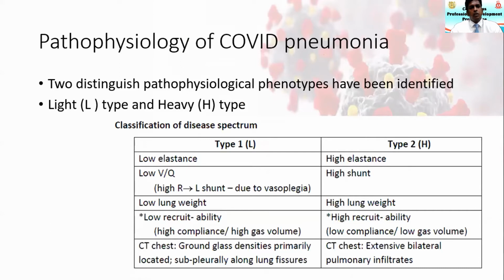These are the two main pathophysiological phenotypes we have identified. We call them light type and heavy type. The light type we observe in the early phase of pneumonia, 5 to 6 days, and it has a low resistance lung and low weight lung, and the lung involvement is still very minimal. As you go along the process, if you don't treat appropriately, it will go to the second phase, which has extensive bilateral pulmonary infiltrates.